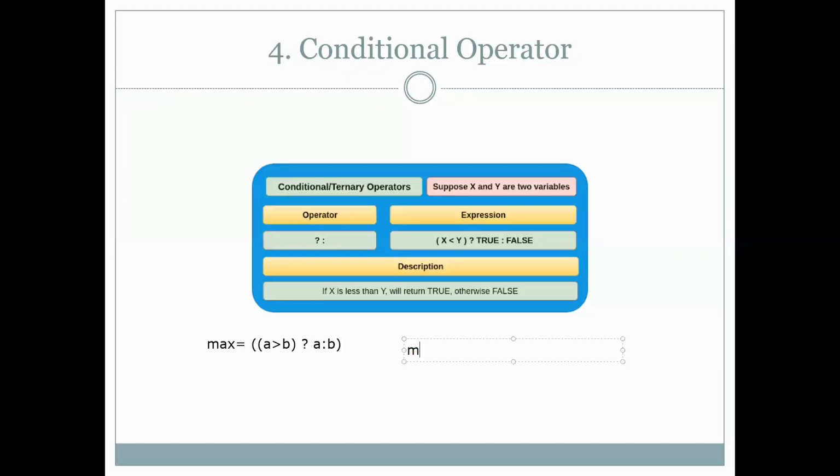Let me give one example. Max is equal to x is less than y. So if your x is less than y, if this condition is true, then it will return this part. If this condition is false, then it will return the false part. Okay, we require three operands, and this is your ternary operator. Ternary means the question mark and this colon.